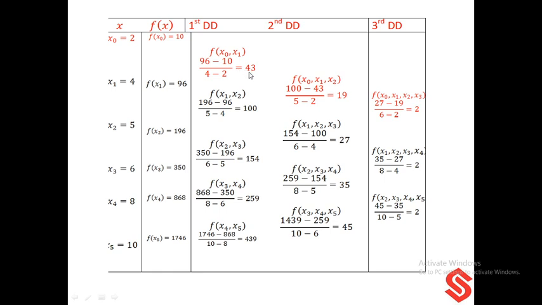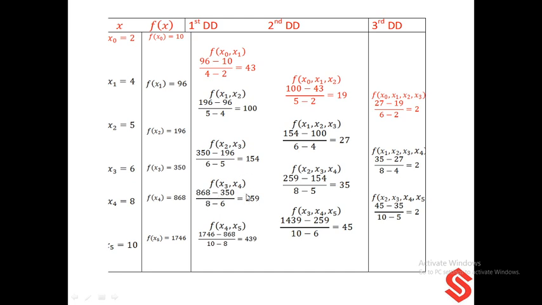2, will get 43. Next, f of x1 comma x2 is equal to f of x2 minus f of x1 divided by x2 minus x1, that is 196 minus 96 divided by 5 minus 4, that is 100. Next, f of x2 comma x3 is f of x3 minus f of x2 divided by x3 minus x2, that is 350 minus 196 divided by 6 minus 5, we get 154.